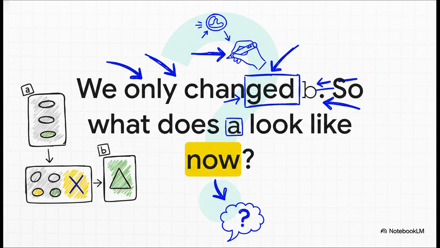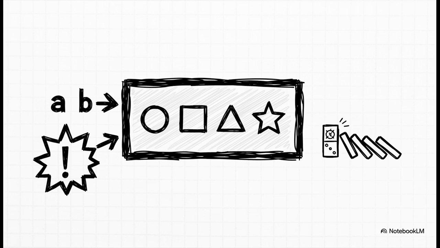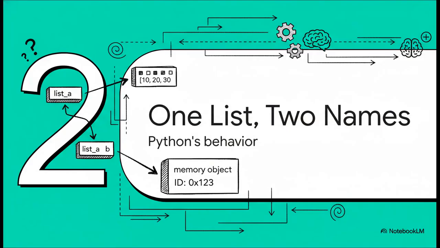That's the logical expectation. But nope, look at that. When we print A, the number 4 is in there too. Both lists changed. And that is the core of the problem. Your original data, which you thought was safe, just got changed by accident. In a big program, that's a recipe for disaster. So what on earth is actually going on here?